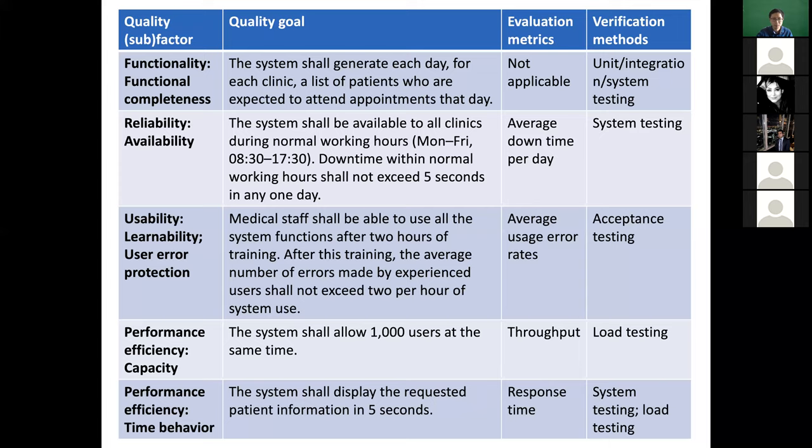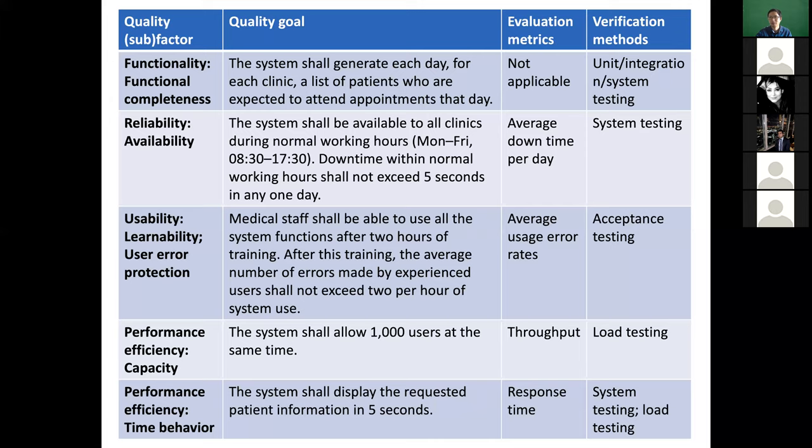The third one: medical staff shall be able to use the system functions after 2 hours of training. After this training, the average number of errors made by experienced users shall not exceed 2 per hour of system use. What is the quality factor? Usability. What is the sub-factor? The sub-factor can be two.